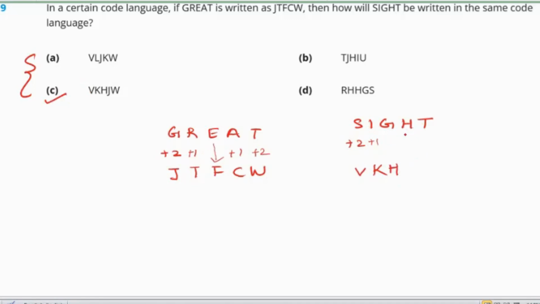Now if we are going to skip one letter after H, so H, I, J, J should be there. And we are skipping two letters, so T, U, V, W should be there. Okay, so yes, that matches with our correct answer. So our correct answer has to be option C.